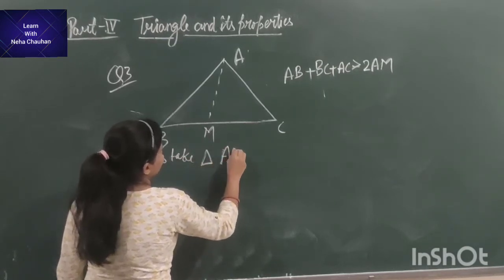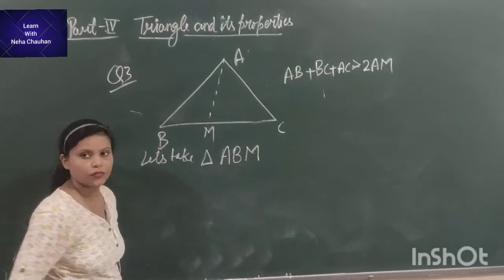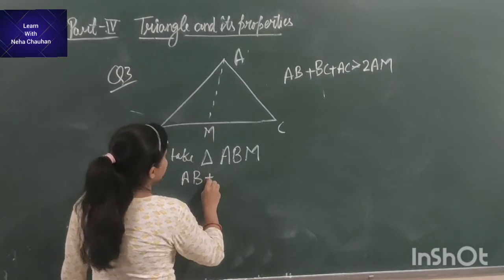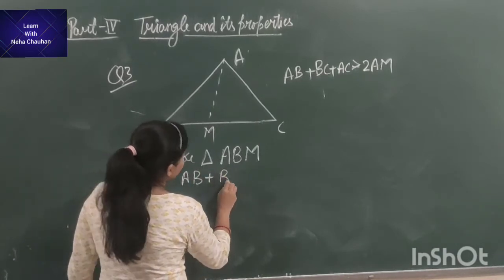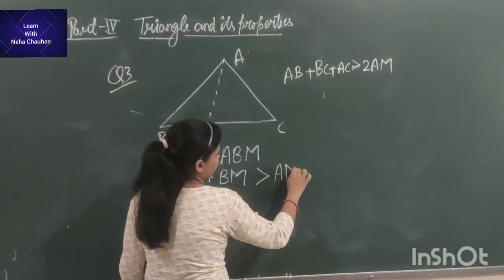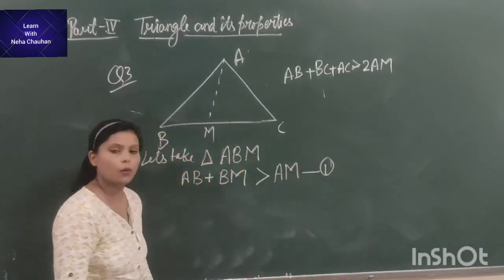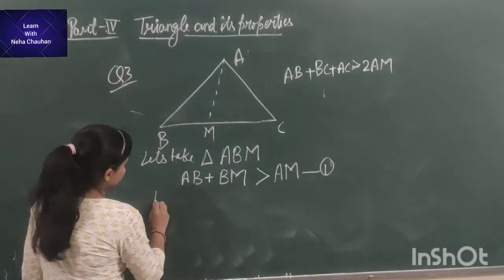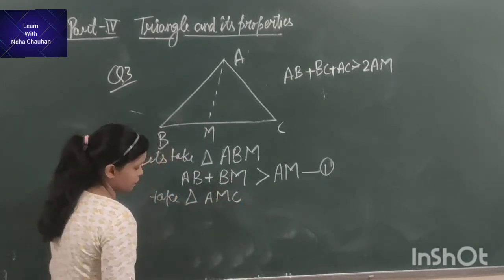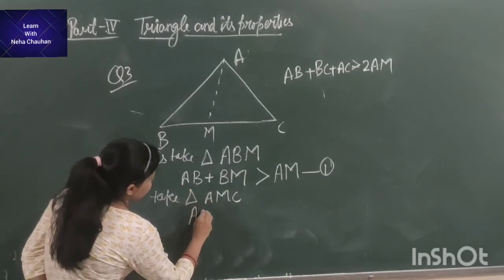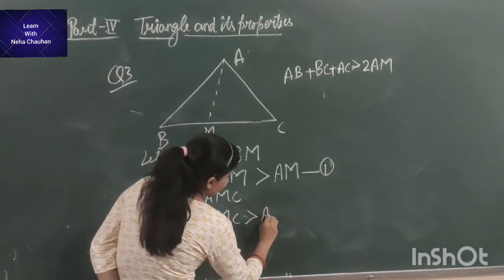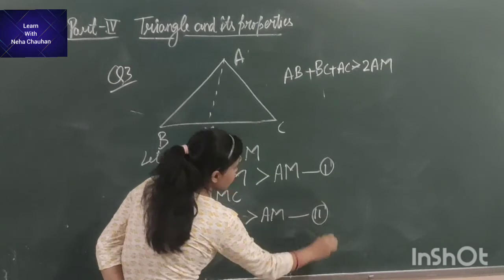Okay, fine. Let's take triangle ABM. In triangle ABM we have AB plus BM is greater than AM. Let's say this is equation number 1. Now take triangle AMC. In this triangle, AC plus MC is greater than AM. Say this is equation number 2.